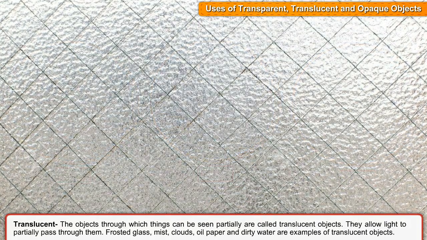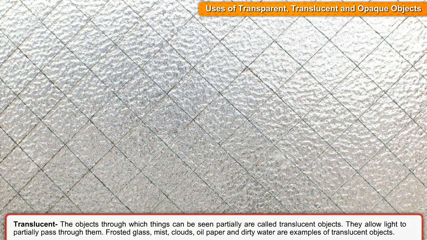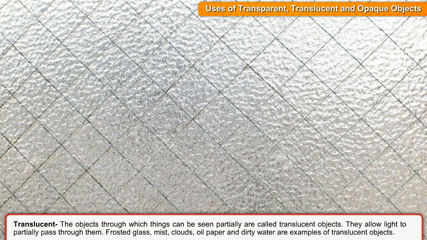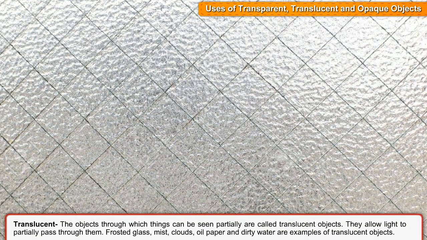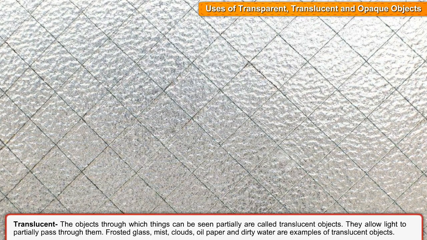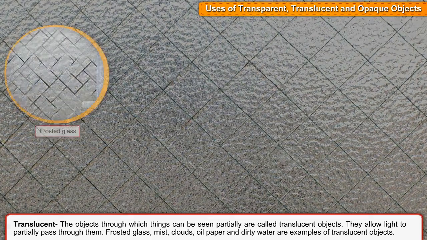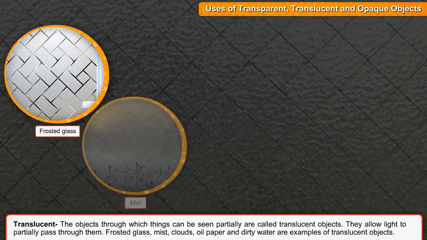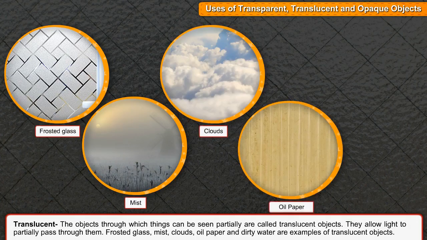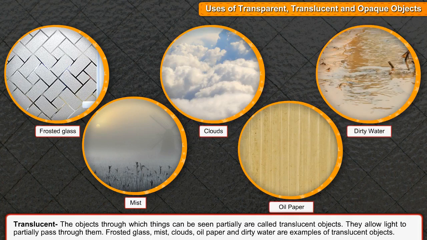Translucent. The objects through which things can be seen partially are called translucent objects. They allow light to partially pass through them. Frosted glass, mist, clouds, oil paper, and dirty water are examples of translucent objects.